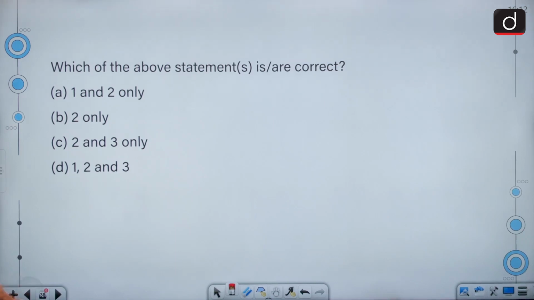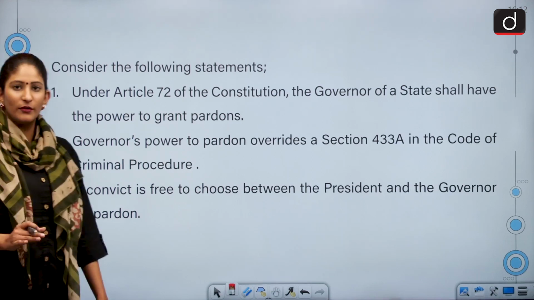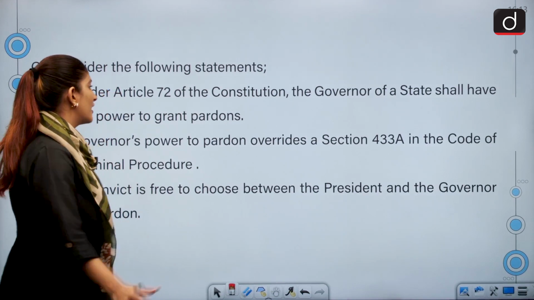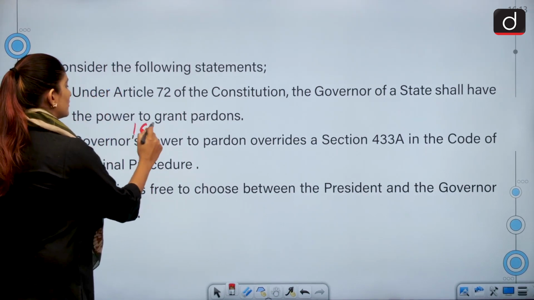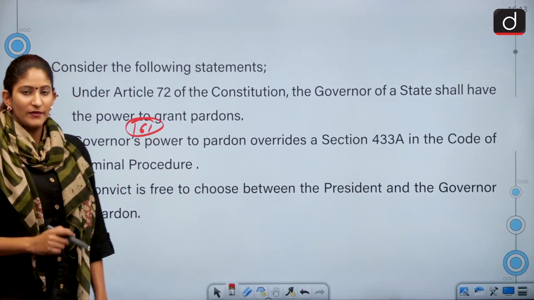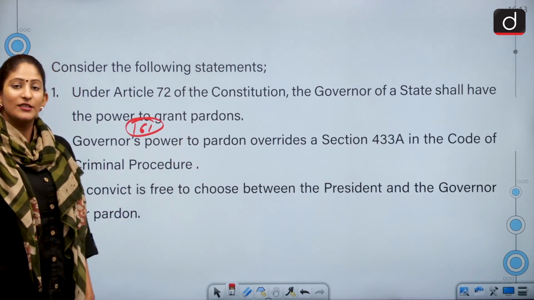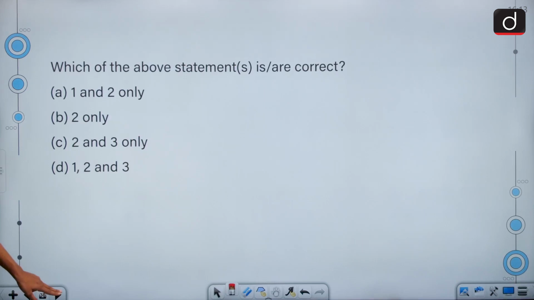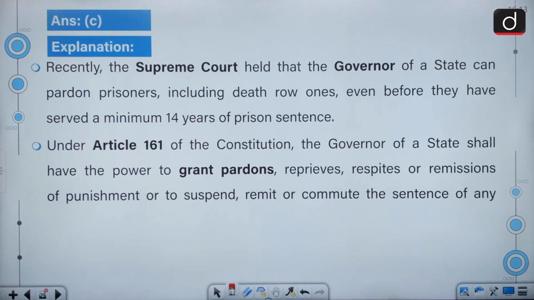Now, under Article 72 of the Constitution, the president has the power, but the governor has the power under Article 161 to grant pardons. The second and the third statements, these two statements are correct. The correct answer to this question would be option C, 2 and 3. Recently, the Supreme Court held that the governor of a state can pardon prisoners, including death row ones, even before they have served a minimum 14 years of prison sentence.